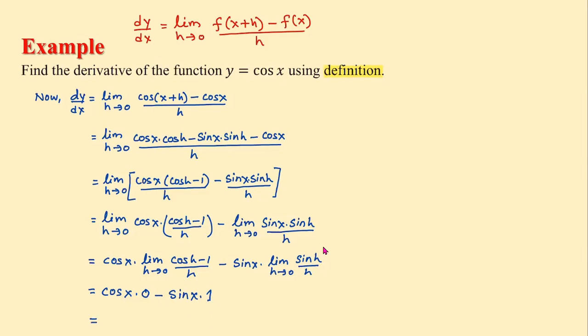So we get this equal to, so this is 0. 0 times cosine x is 0. 0 minus sine x times 1 is negative sine x. So the meaning of that is the derivative of cosine x with respect to x is negative sine x. Okay, let's move on to the next one.